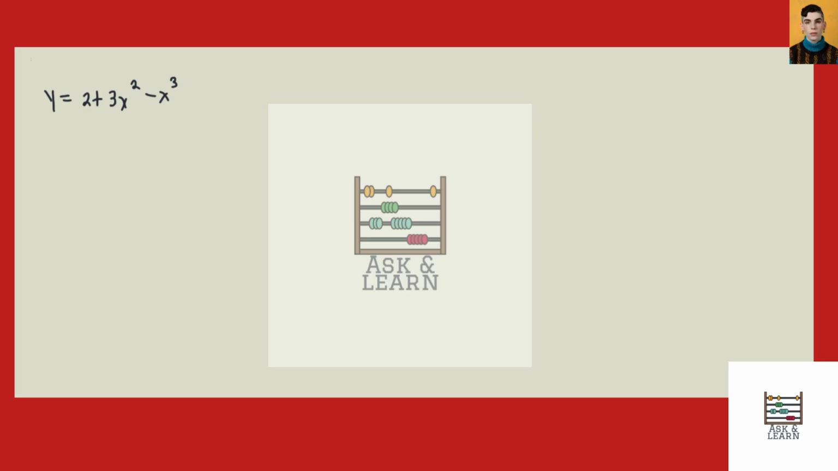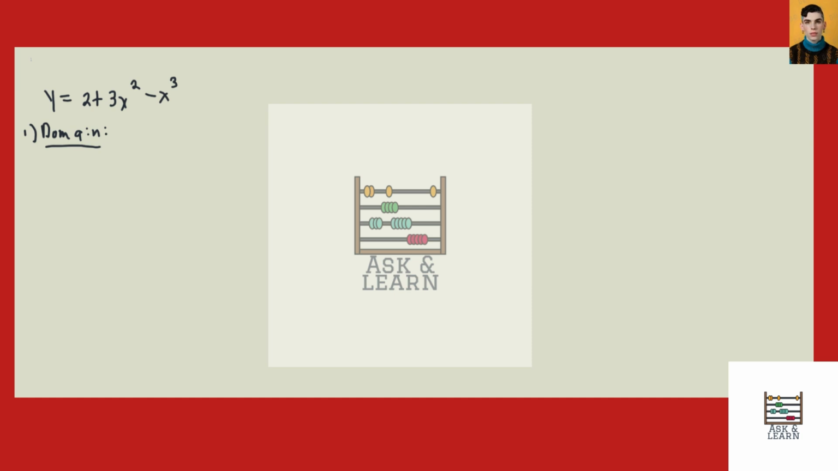We want to sketch a graph of y is equal to 2 plus 3x squared minus x cubed. Now, in the chapter, we're given a laundry list of things we should do when we are trying to go about graphing any kind of function. So the first thing they tell us is we should figure out what our domain should be.